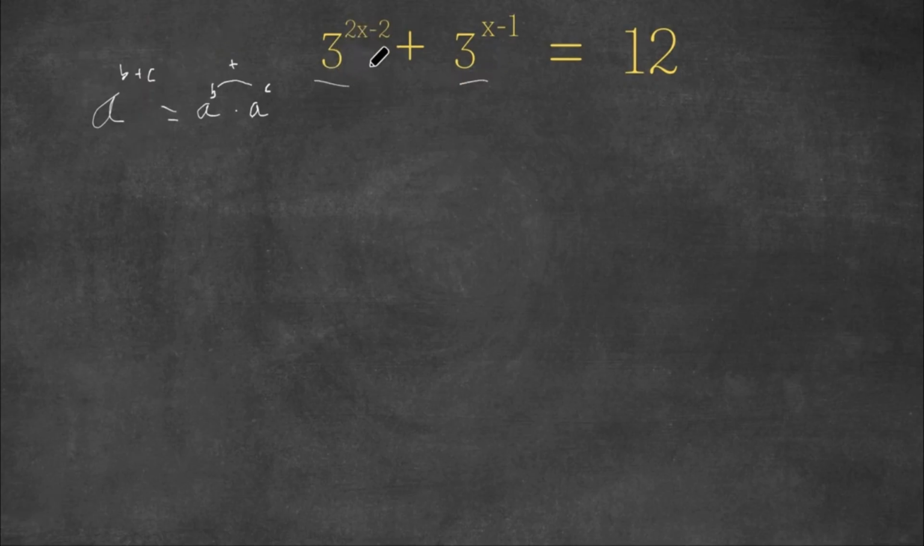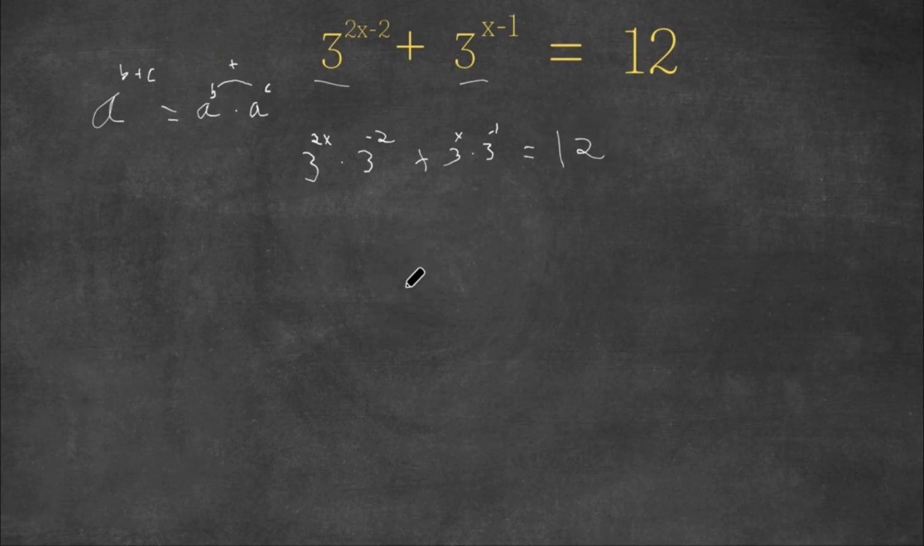So let's try 3 to the power of 2x minus 2. Well, this would equal 3 to the power of 2x, because remember, 2x is b, times 3 to the power of negative 2. And we're going to add this with, let's do the same thing to this term. So we're going to have 3 to the power of x times 3 to the power of negative 1. And all of this still equals 12.